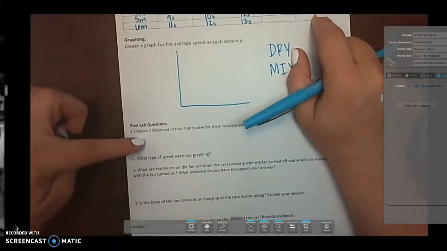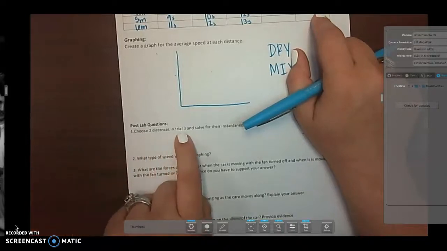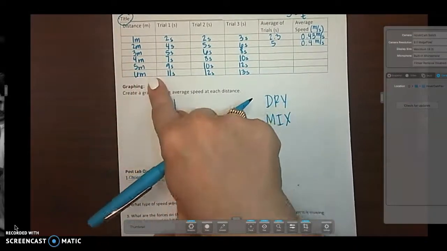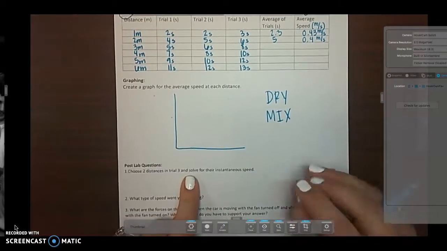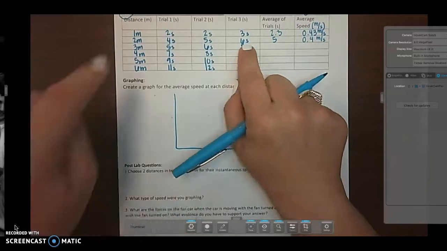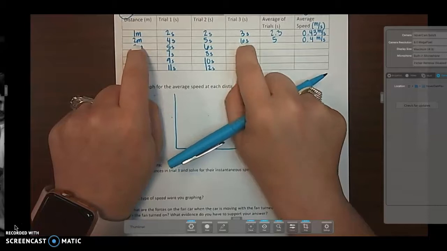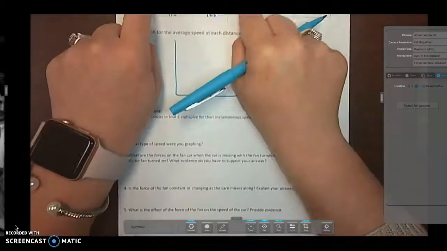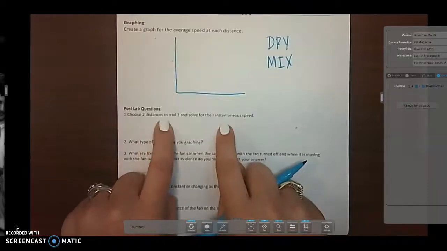Then you're going to go down here and you're going to answer these questions. Number 1, choose 2 distances at trial 3. So this is trial 3. You're going to just choose 2 distances and solve for their instantaneous speed. So remember, instantaneous speed is the speed at that specific instance. So if you did 2 meters at trial 3, then you would use this as your time and this is your distance to find the instantaneous speed. And you're going to do that for 2 different distances.